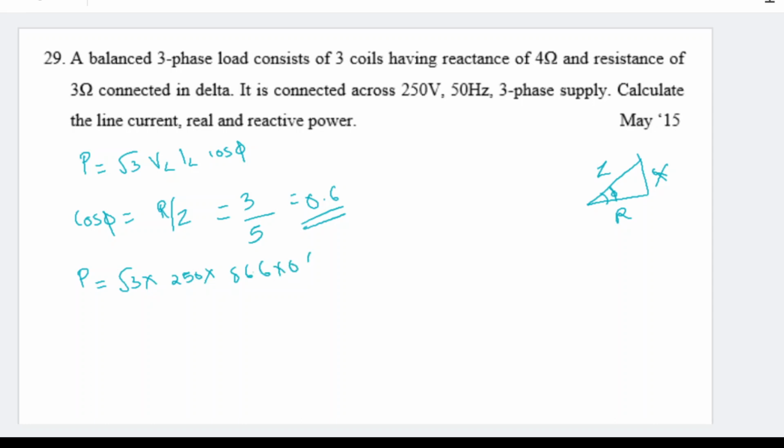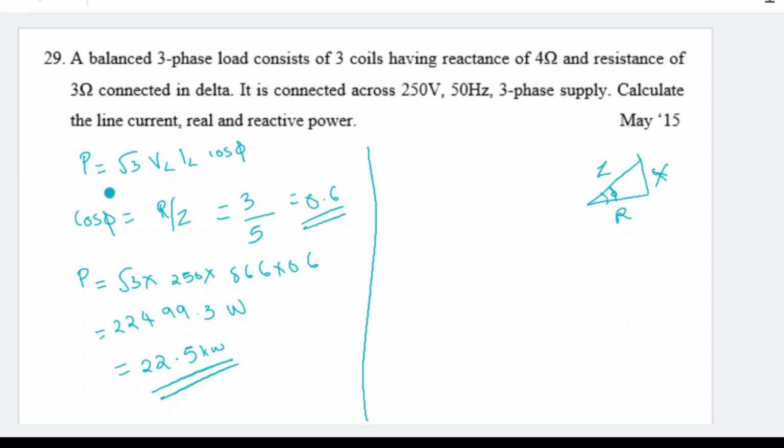86.6 into 0.6. So that is equal to 0.6 into 86.6 into 250 into root 3. That will be equal to 22,499.3 W. We can write it as 22.5 kilowatt. So we have found out our active power. Now our question is, we have to find out the reactive power.